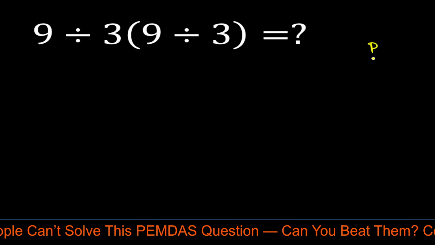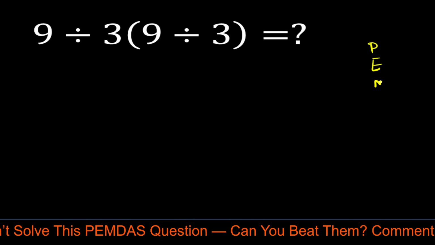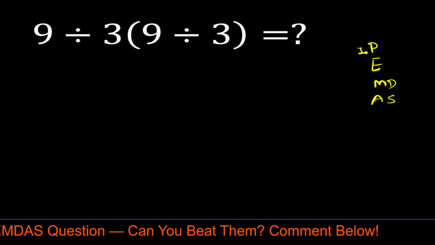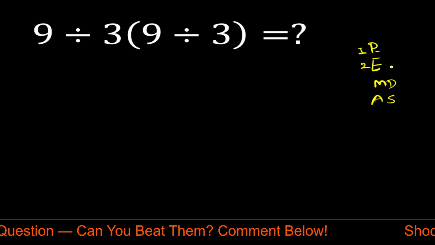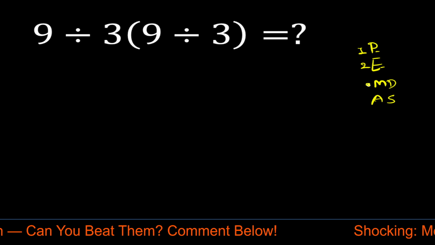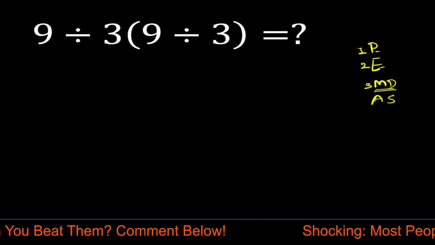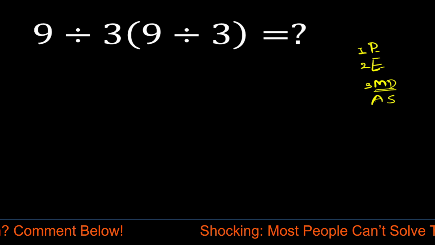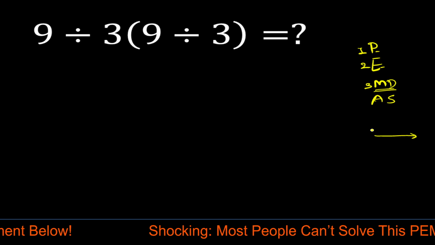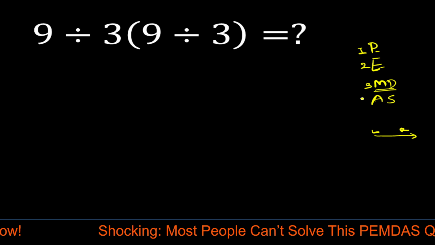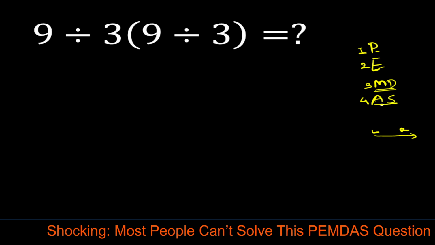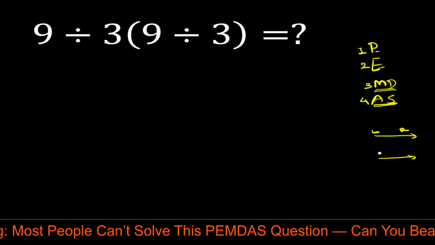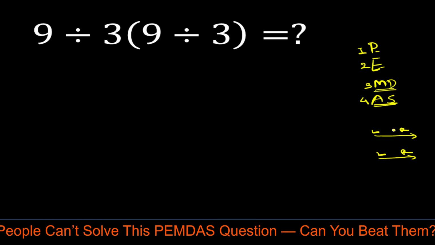PEMDAS, P E M D A S. According to PEMDAS, first priority is parenthesis, then second priority is exponents, then third priority is multiplication and division. Here multiplication and division both have equal priority, so we have to solve it from left to right. Then fourth and last priority is addition and subtraction. Also addition and subtraction both have equal priority, so we have to solve it from left to right.